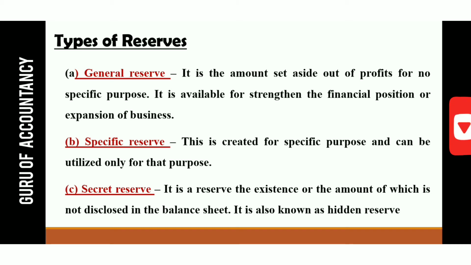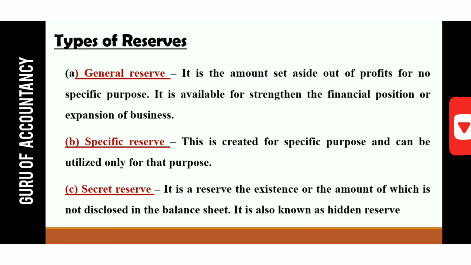Okay, thereafter investment fluctuation fund. Investment fluctuation fund is also one of the specific reserves, and it is created to provide for decline in the value of investment due to market fluctuations. So dividend equalization reserve and investment fluctuation fund are specific reserves.